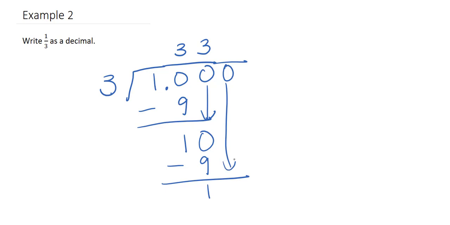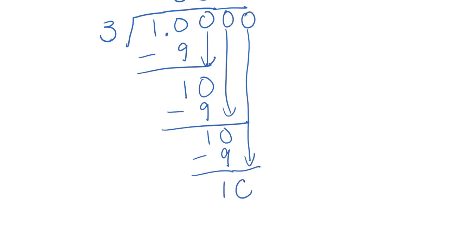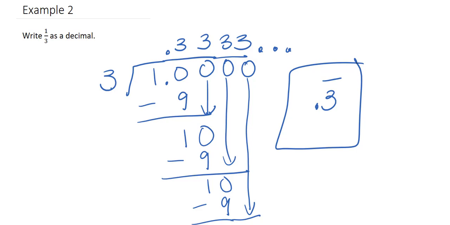As you can see, this can go on forever, because we're always going to have a 1. We bring down another 0, and then we have a 10, and 3 can go into 10 always 3 times. So this will just continue on. We can write this as 0.3 with a bar above it. That would be our solution.